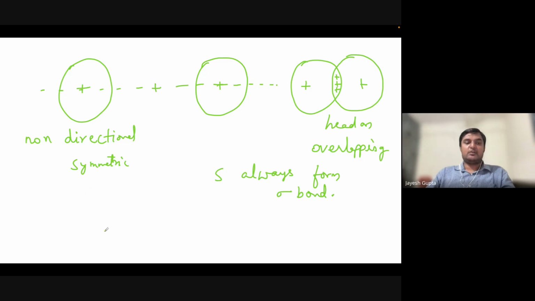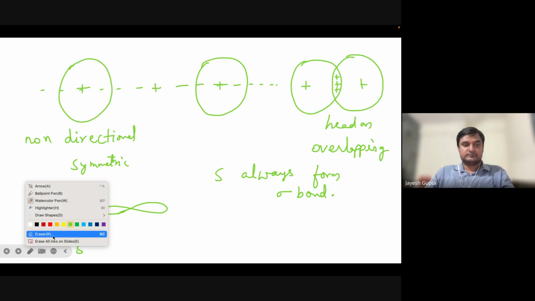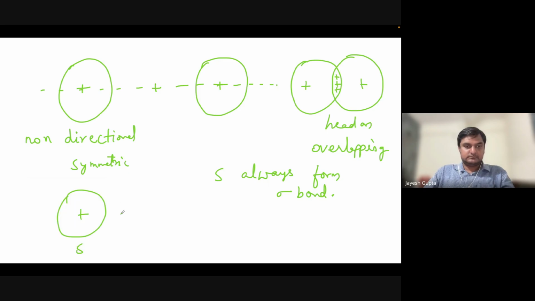With S and S, I've told you head-on overlapping. I can also tell you between S and P. So this is S, and this is P. You can see here head-on overlapping with plus and plus, so you're getting the sigma bond. This example I have given for a sigma bond between s-s and s-p. Now there are some examples for pi bond.